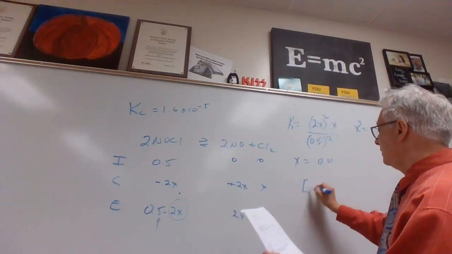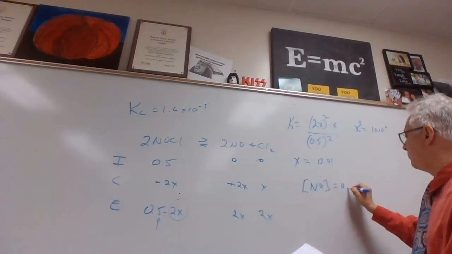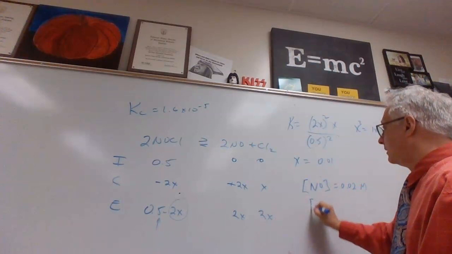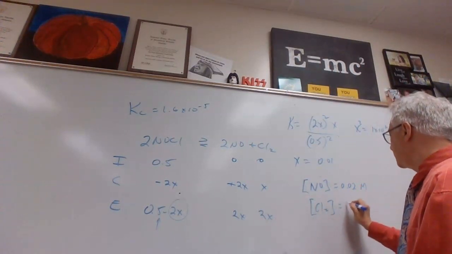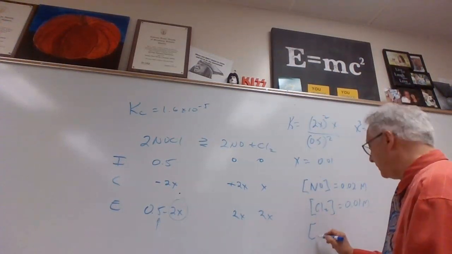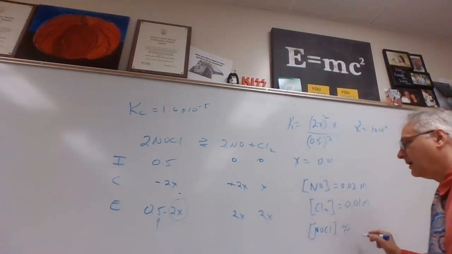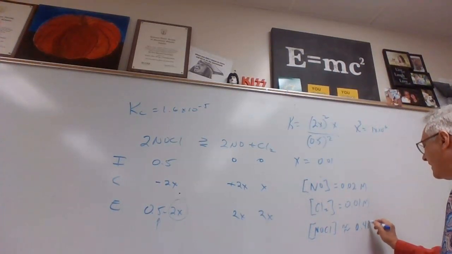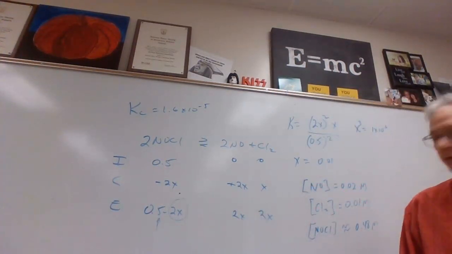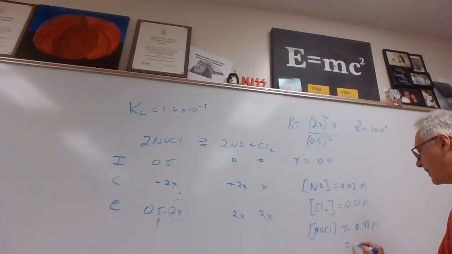So you write the NO is going to be 0.02 molar because it's 2x. The Cl2 is going to be 0.01 molar. And the NOCl is approximately 0.48 molar, if you want to go back and put that number in there. Or if you just said approximately 0.5 molar, that's fine too, because we made that assumption.